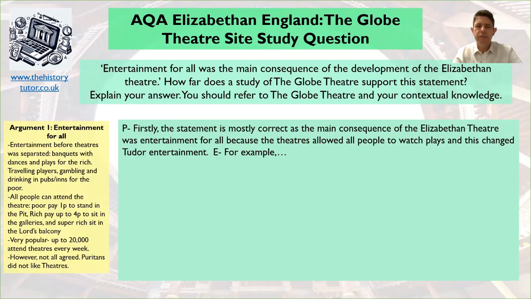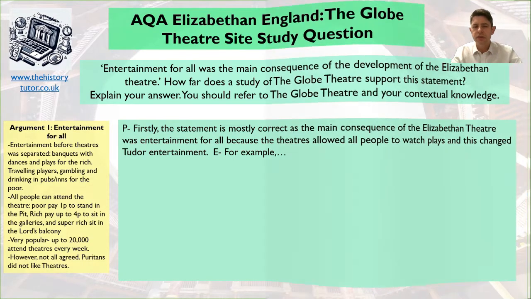Okay, so here is my response then. So this is how I would set it out. Firstly, the statement is mostly correct, as the main consequence of the Elizabethan theatre was entertainment for all, because the theatres allowed all people to watch plays, and this changed Tudor entertainment. Okay, so the idea of changing Tudor entertainment gives me something to hang my argument around. Entertainment for all gets stuck a little bit straight away, but if I start talking about Tudor entertainment in a wider sense, I've got more to talk about.